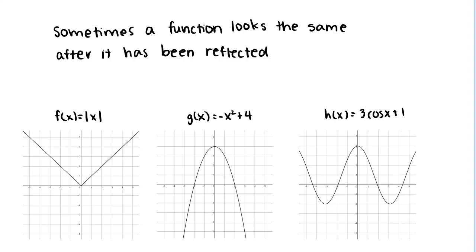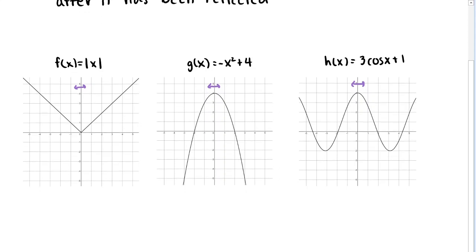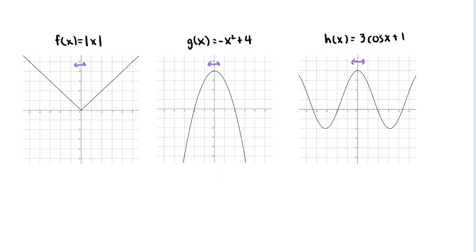And so here are three graphs, and we can see that each of these three graphs, if I imagine reflecting the graph across this vertical axis, because each of these graphs looks the same to the left and to the right of this vertical axis, such a horizontal reflection is going to really keep the graph looking the same. Right? And so such functions that look the same after a horizontal reflection are called even functions.